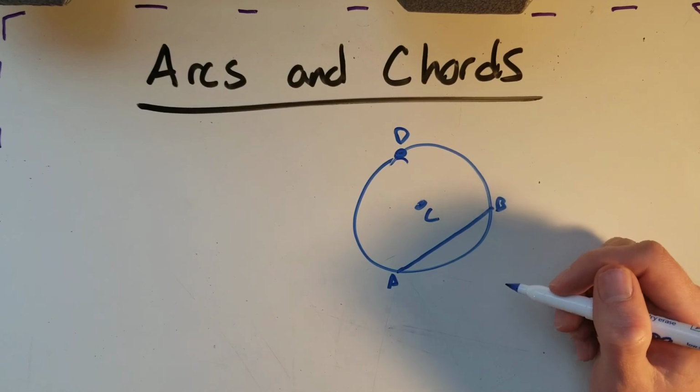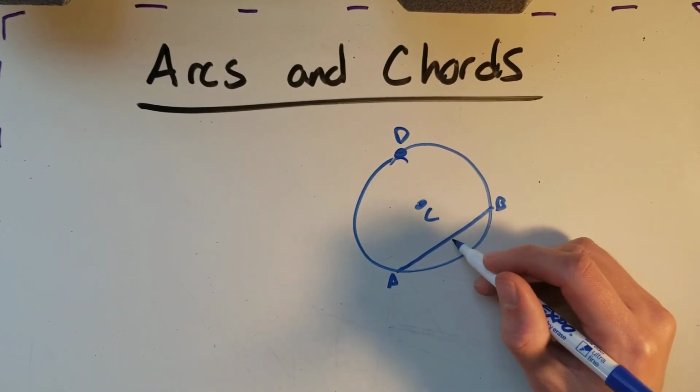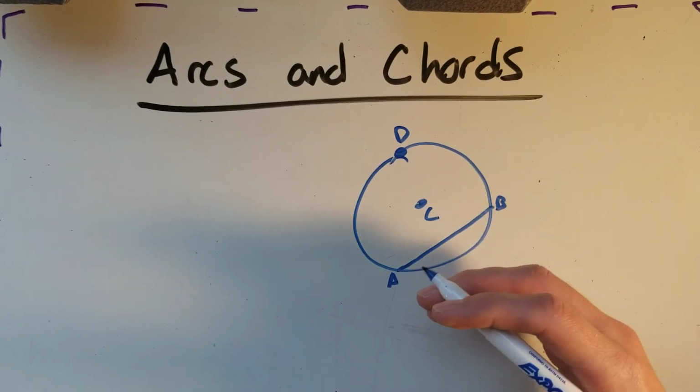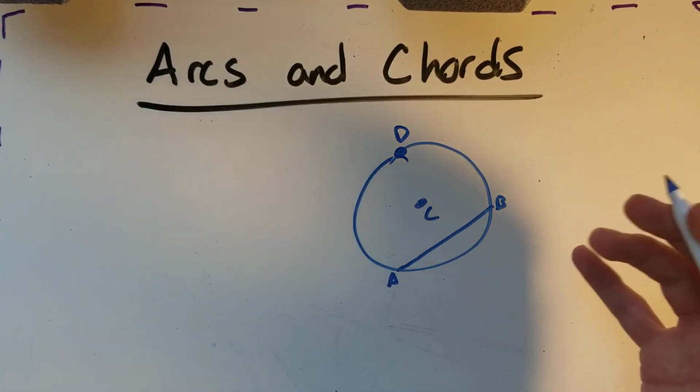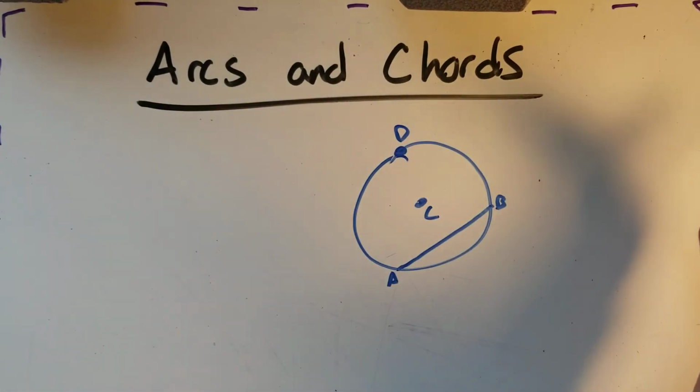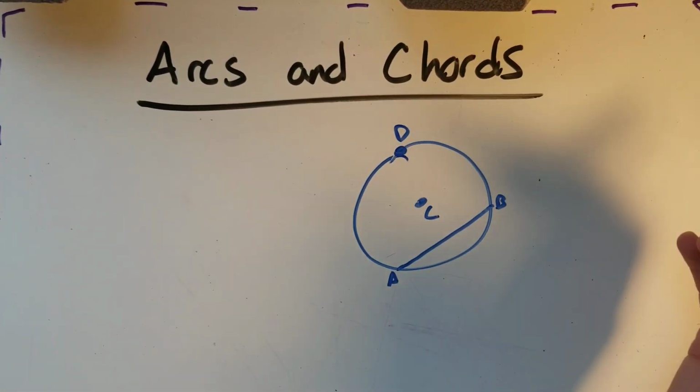We're going to focus on the relationship between this chord and its minor arc, and how it relates to other chords within the same circle, or within a congruent circle, which essentially is like working with the same circle.